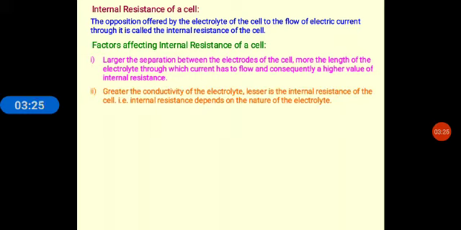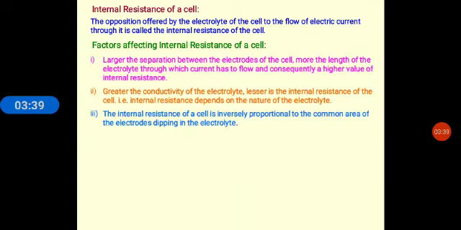It also depends on the conductivity of the electrolyte. The greater the conductivity of the electrolyte, the lesser is the internal resistance of the cell. That is, internal resistance depends on the nature of the electrolyte. The internal resistance of a cell is inversely proportional to the common area of the electrodes dipping in the electrolyte. The internal resistance of a cell depends on the nature of the electrodes.